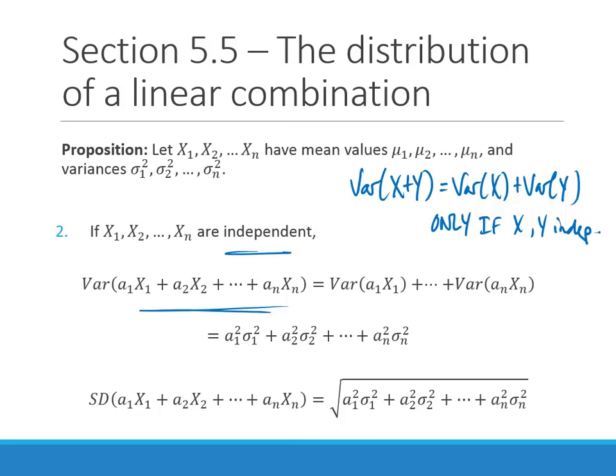And the other thing you should remember is that the variance of a times x is a squared times the variance of x. So I can pull that constant outside, but I need to square it in order to do that. The standard deviation is just the square root of what we just found, the square root of the variance.